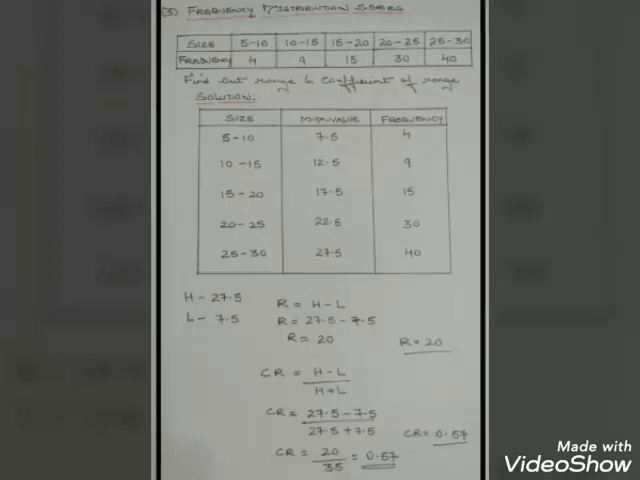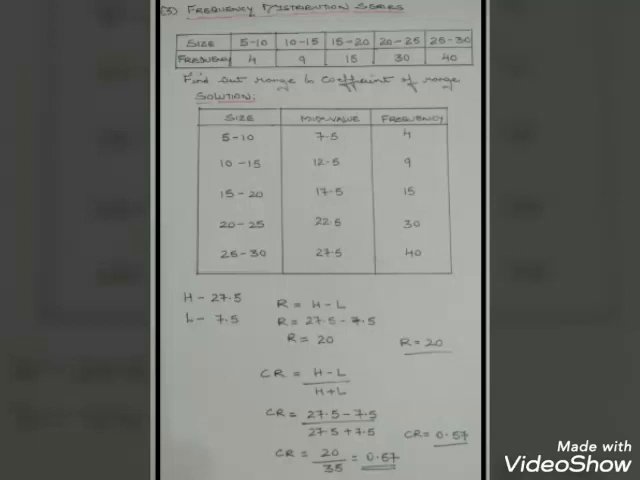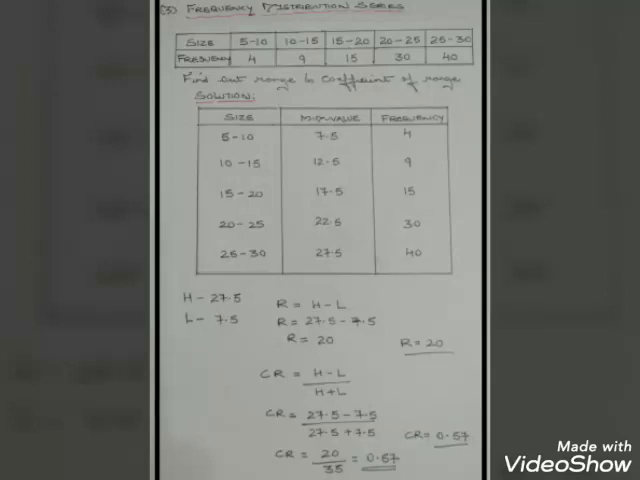Now children, here once again you have to remember one thing: while calculating the range or coefficient of range, we will not take the highest and the lowest value as a frequency. Rather what we are going to do is find out the mid value. If you see, I have drawn a table with 3 columns. On the left hand side you have a size, then a mid value, and then a frequency. Size we will write again 5 to 10, 10 to 15, 15 to 20, 20 to 25 and 25 to 30. Now we have to take out the mid value of this.